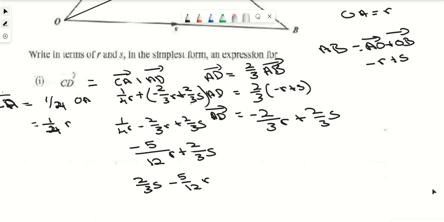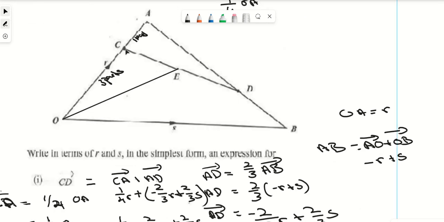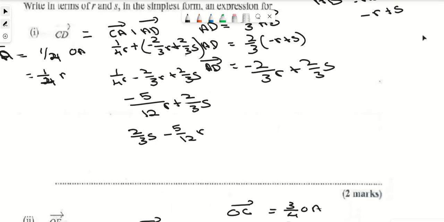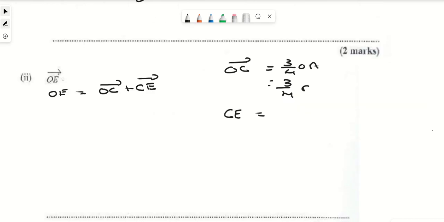Why? They told you that E was the midpoint of CD. So therefore, CE would be 1/2 of CD. Because remember, again, E is the midpoint between C and D. So that's why we have 1/2. Right? So now we already know what CD is. That is from the answer above.